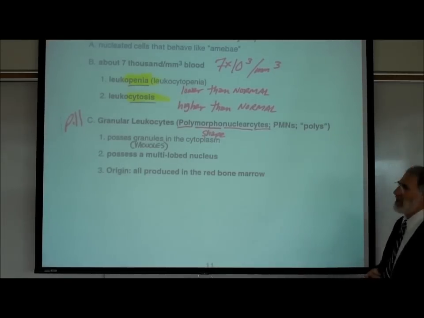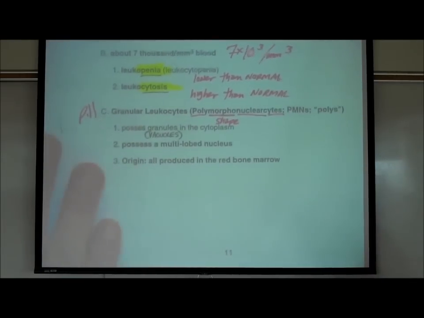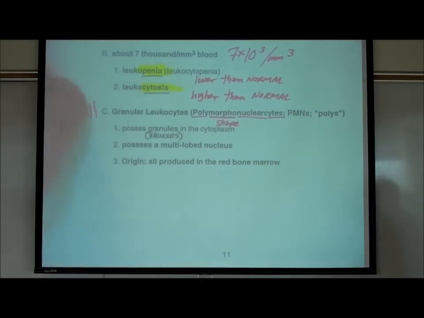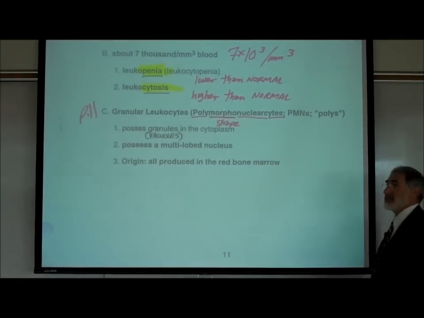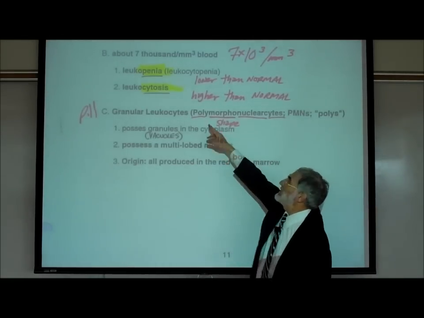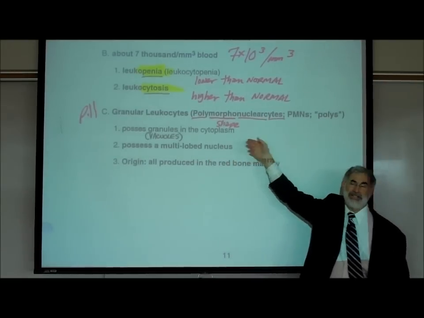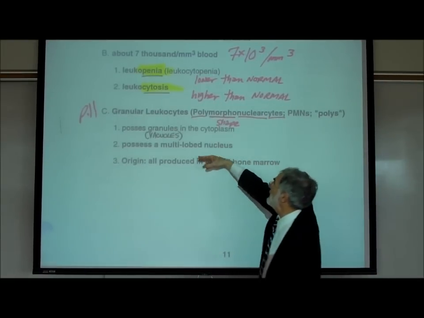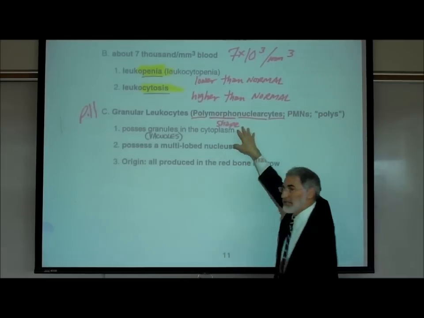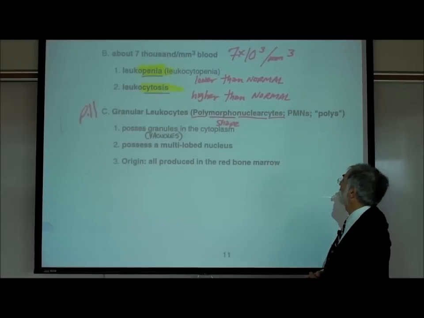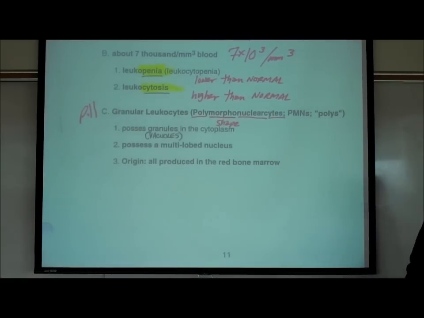Because they have this multi-lobed nucleus, they are also referred to by the name polymorphonuclear cyte. I know it's a mouthful, but it's actually very descriptive. Poly means many. Morpho means shape. Nuclear means nucleus. Cyte means cell. So literally, it is a many-shaped nucleus type of cell. A cell with a many-shaped or multiple-lobed nucleus. For short, they are referred to as PMNs or polys. And that's how they refer to them clinically.